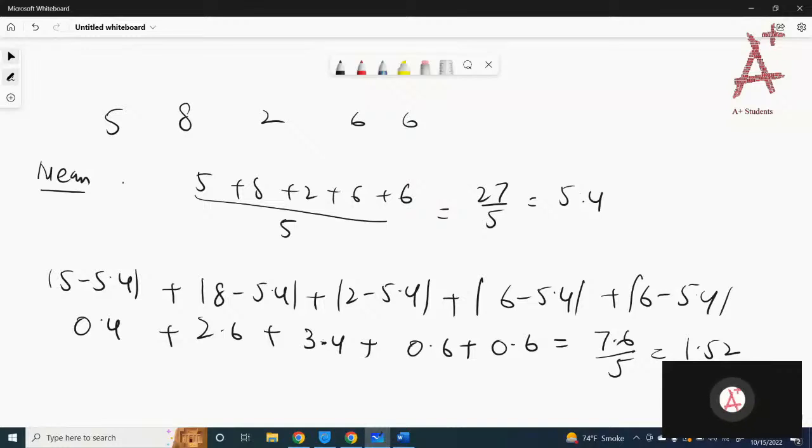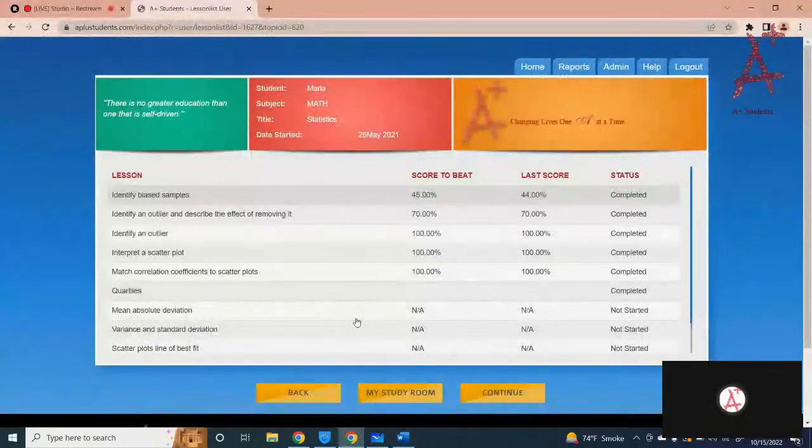Okay, so you can complete the test by yourself later today. If you need more help with the topic, you can contact any tutor on Skype. They are available from Monday to Friday, 5 to 9. Got it? So we have done 4 of the topics. They are interpret a scatter plot, match correlation coefficient to scatter plots, quartiles, and mean absolute deviation.